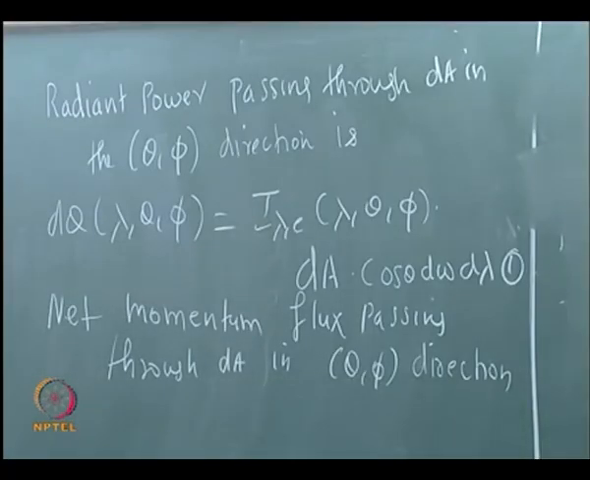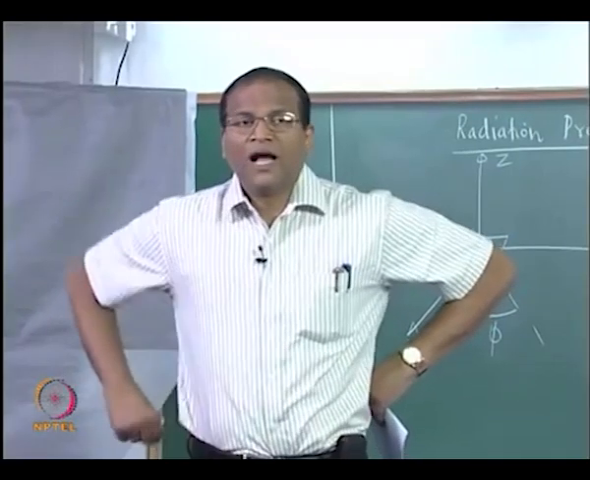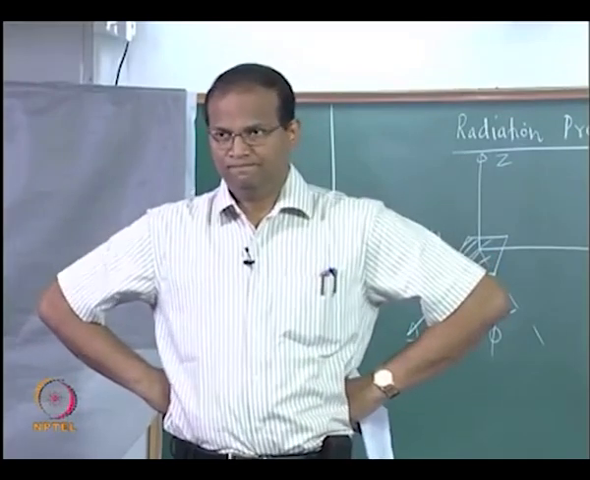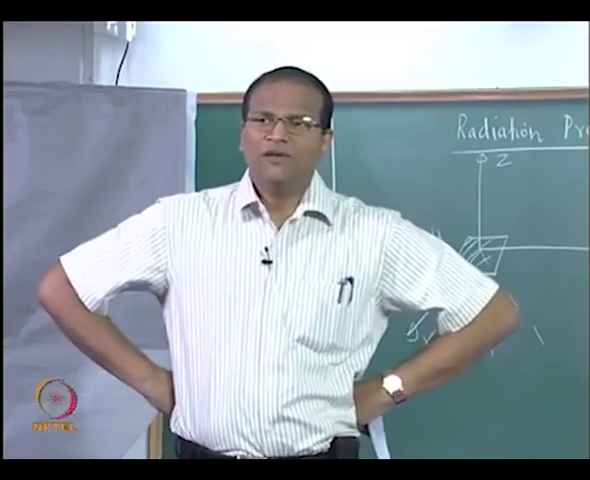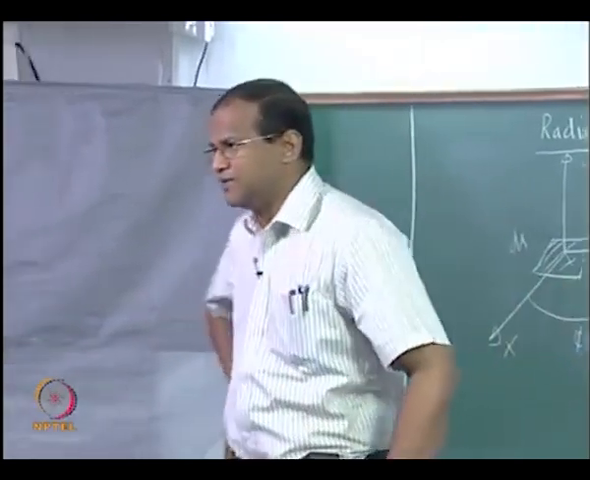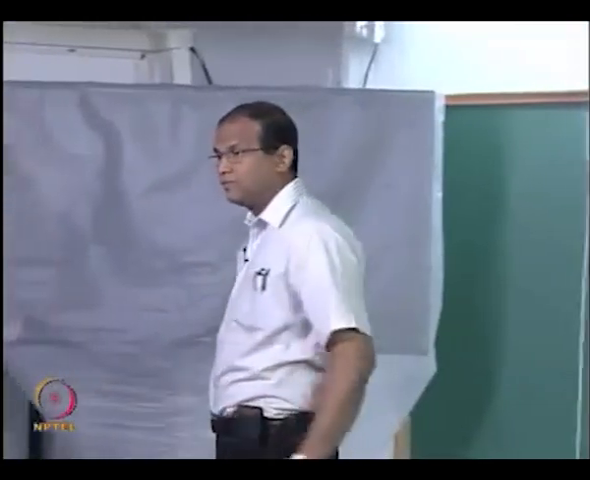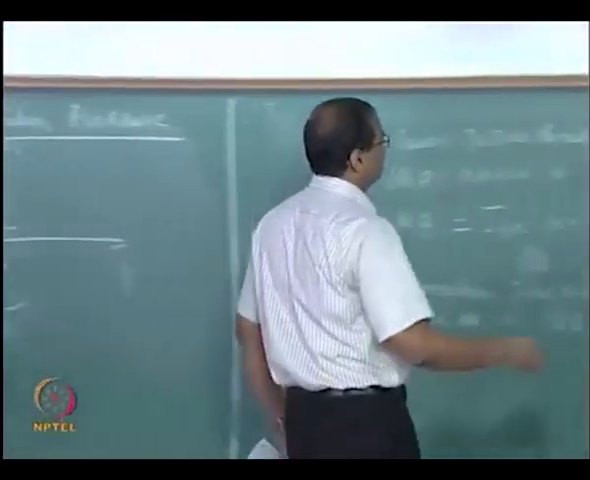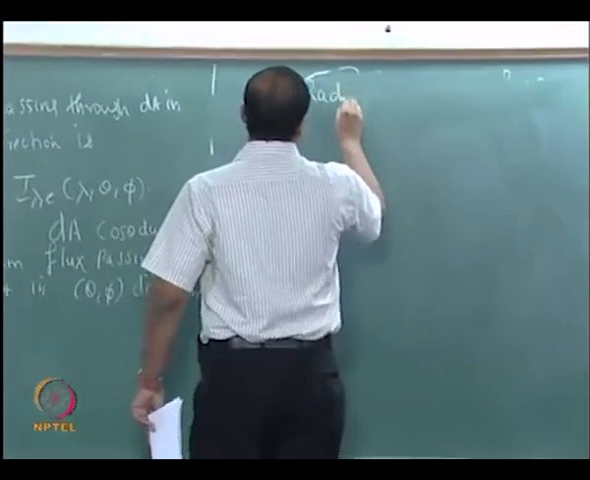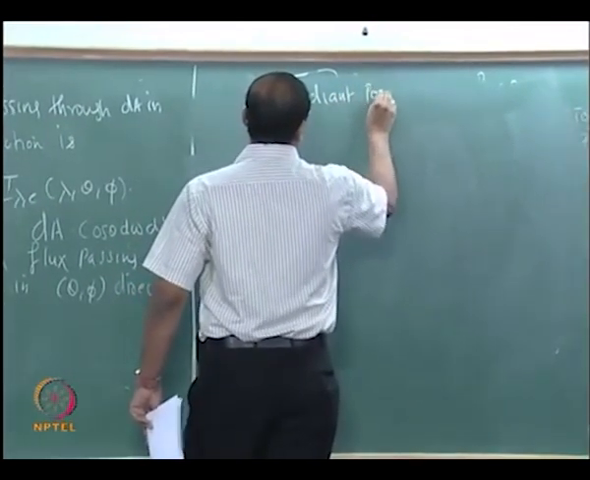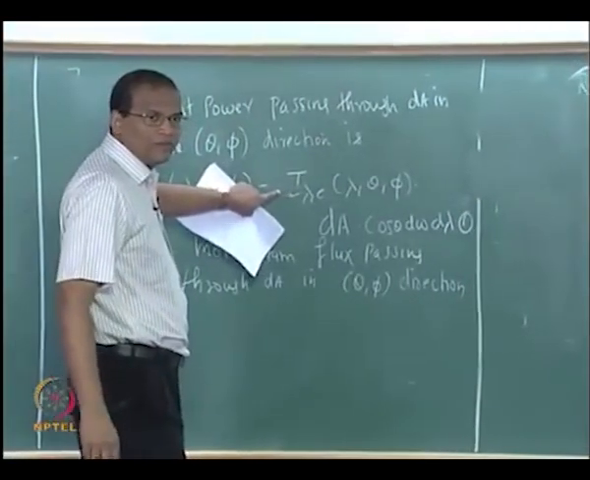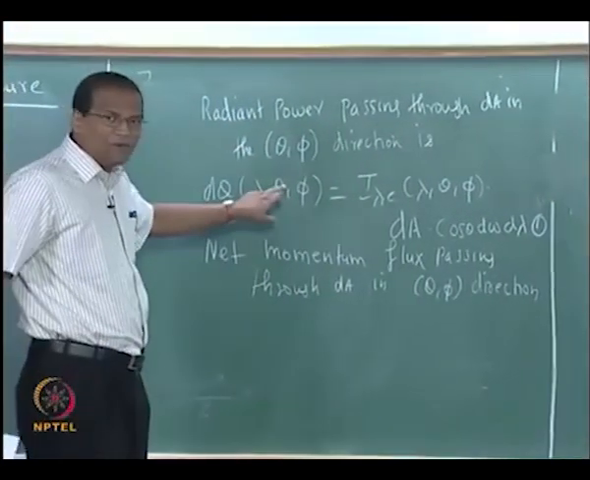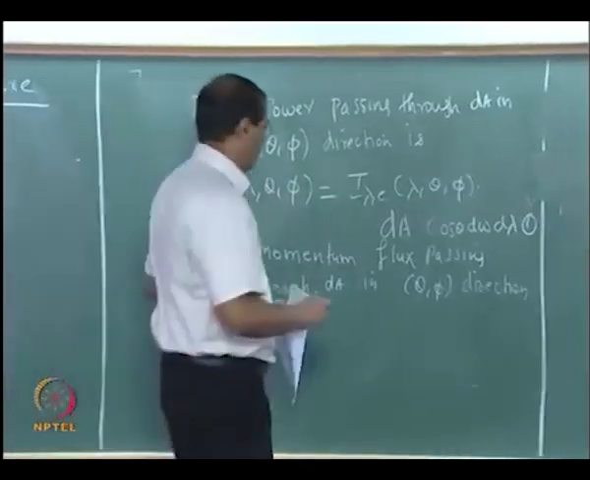Now this is pretty tricky to answer. I can relate the momentum flux to the pressure, okay, but from this radiant power, I should be in a position to relate the radiant power to the net momentum flux. How can I do that? Let us look at this. What are the units of the radiant power? What are the units of radiant power? Watts, no problem, right?